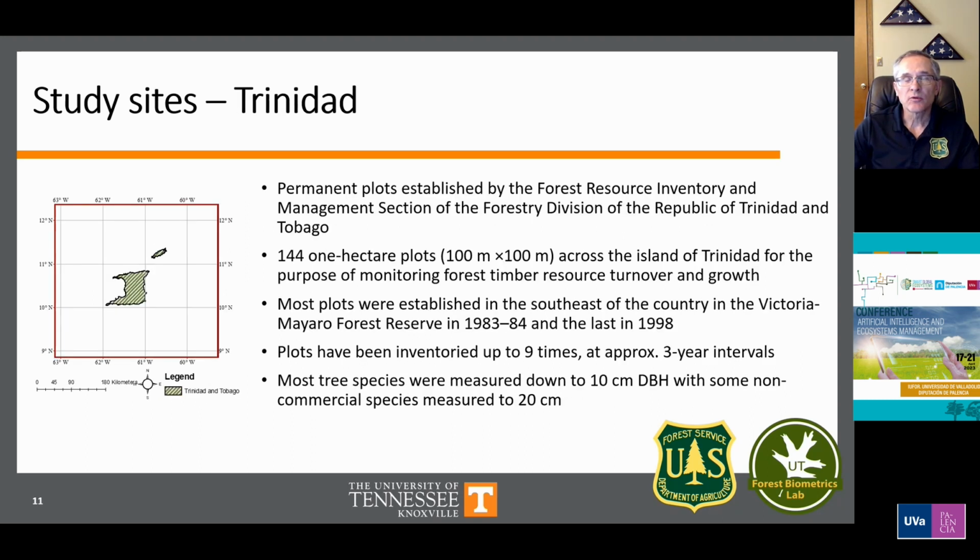The data from Trinidad comes from permanent plots established by the Forest Resource Inventory and Management section of their forestry division. These are larger plots, 1 hectare each, 144 of those. And some of these plots have trees on them remeasured up to 9 times at 3-year intervals.